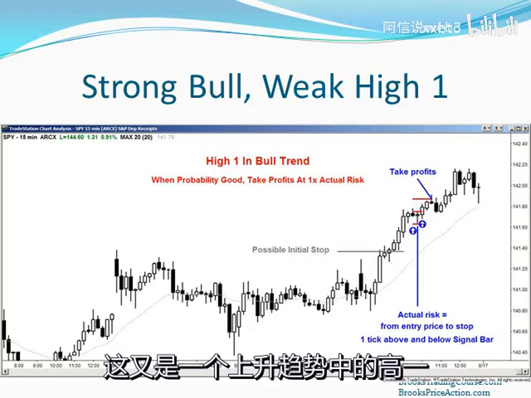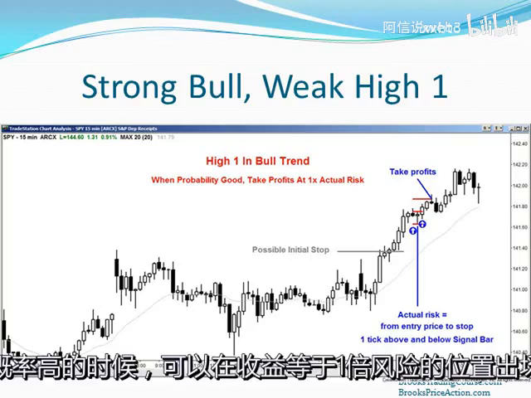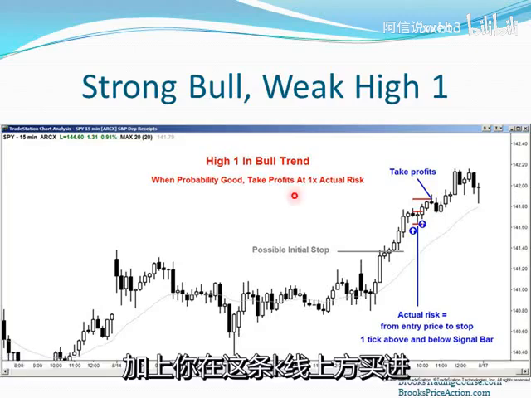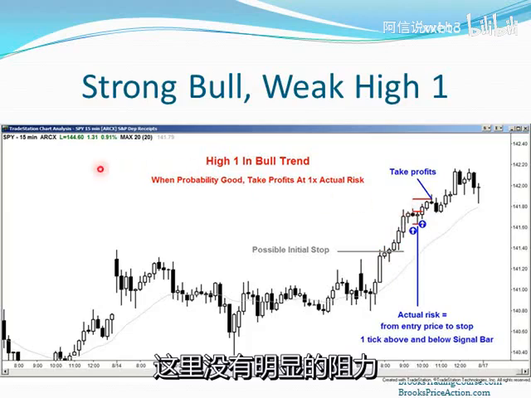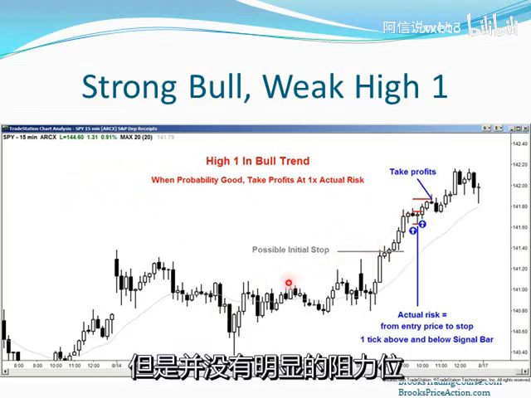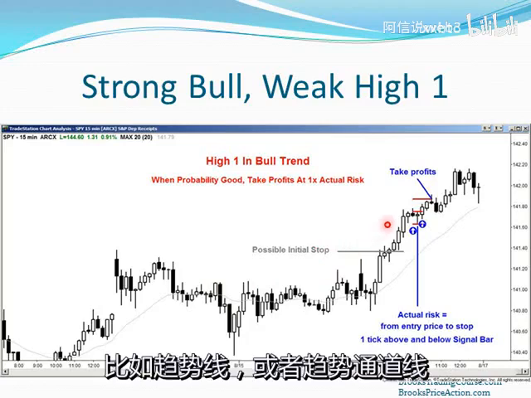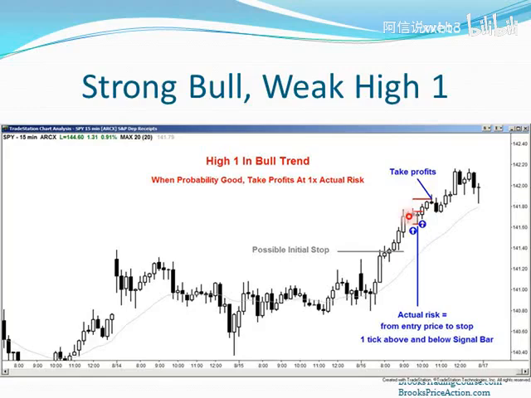Here's a high one in a bull trend, and the probability is good. And when the probability is good, you can exit at 1 times your actual risk. You might call, if let's say you bought above this bar, right? It's a high one, a bull trend, no obvious resistance to the left. There might be some measured move targets up there, but I don't see any really strong obvious resistance like a trend line or a trend channel line. So to me, that's a reasonable high one buy.